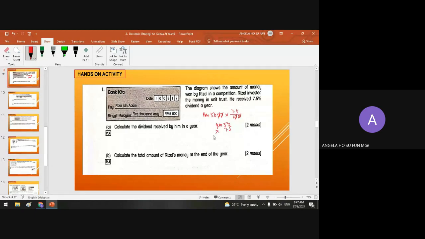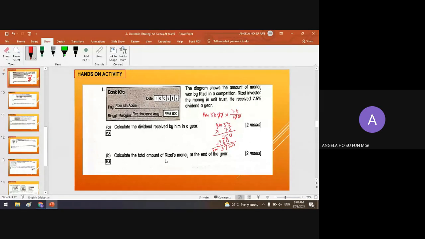This is more related to your daily life. Commonly, you will see this one, how you calculate your dividend received. Okay, 5 times 0, 0. 5 times 5 is 25. 7 times 0 is 0. 7 times 5 is 35. Okay, so you plus together. This is 0. This is 5. 5 plus 2 is 7. 3 is 3 here. So the decimal point goes here. You are correct. It is 375 ringgit. Okay, how about B?